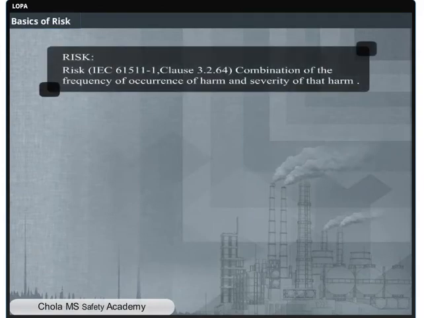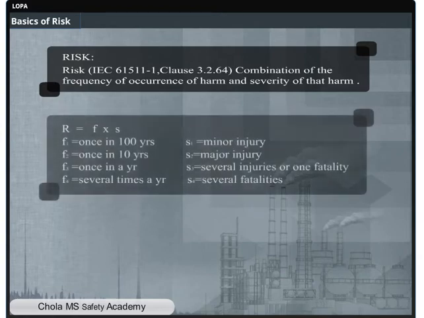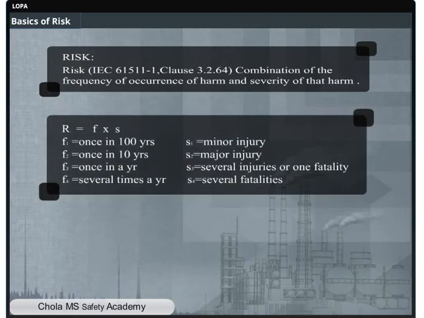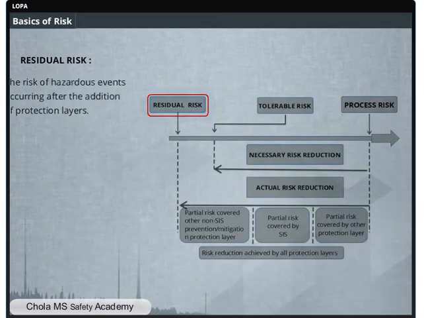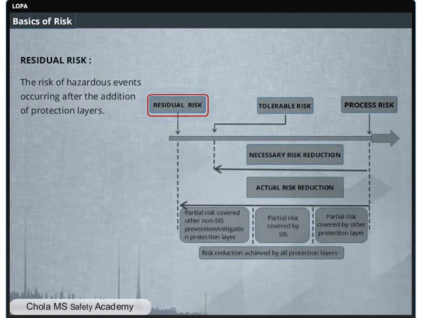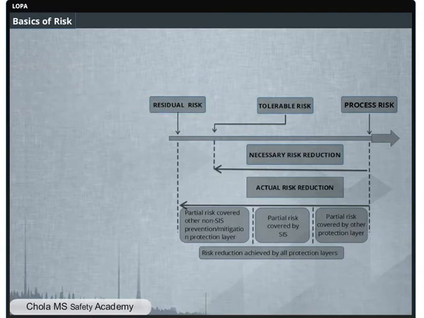Risk is the combination of probability of occurrence of harm and the severity of that harm, or, in other words, it is a measure of the frequency and consequence of a specified hazardous event occurring. There are different concepts associated with the term risk, which we shall now consider. Residual risk. The risk of hazardous events occurring after the addition of protection layers.